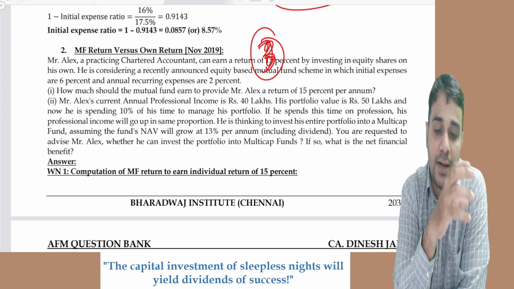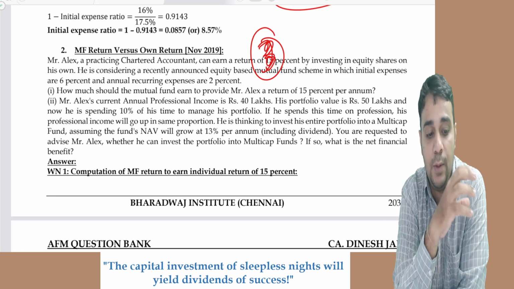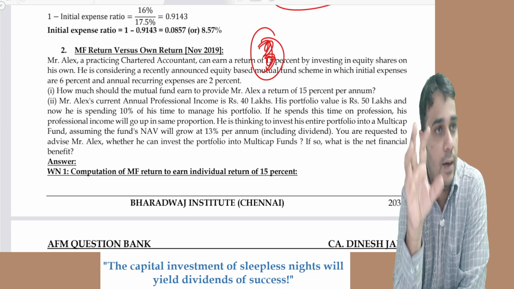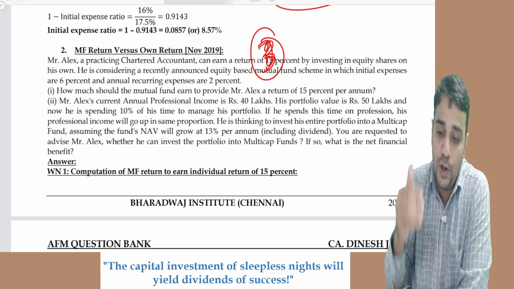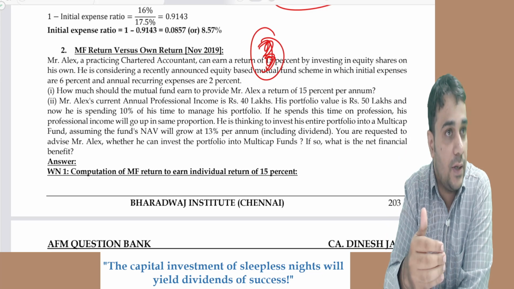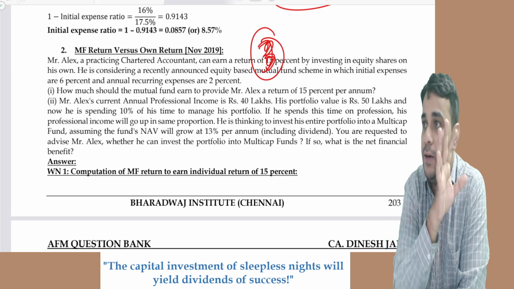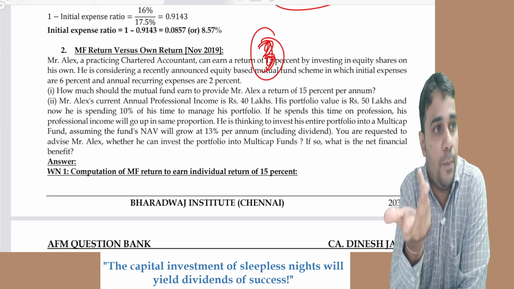Mr. Alex, a practicing chartered accountant, can earn a return of 15%. He is considering a recently announced equity scheme, 6%, 2%. First is, what should the mutual fund earn? Then the second part, current professional income is 40 lakh, portfolio value is 50 lakh, 10% of the time to manage the profession. All those explanations are there, and you have to do a cost benefit analysis. So if you want for practice, you will practice question number 2. You don't want to practice, don't practice it.